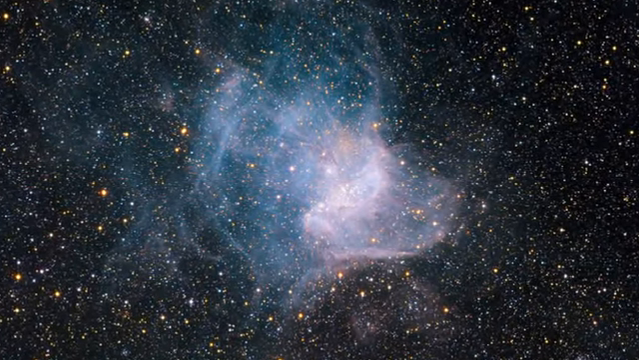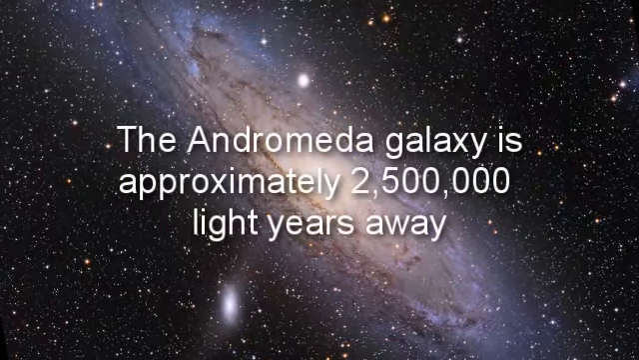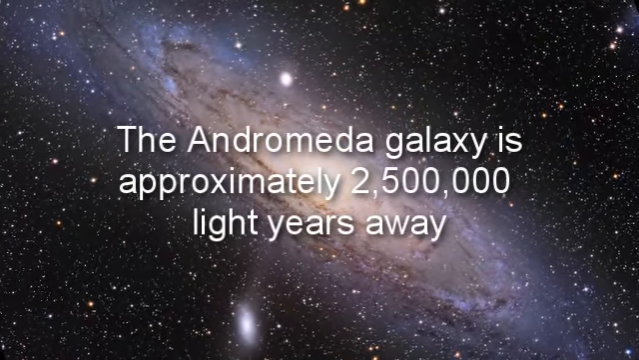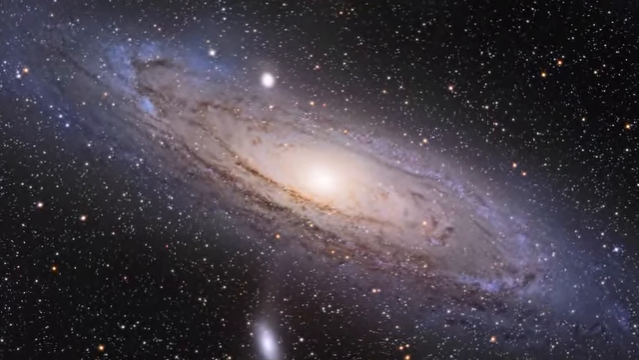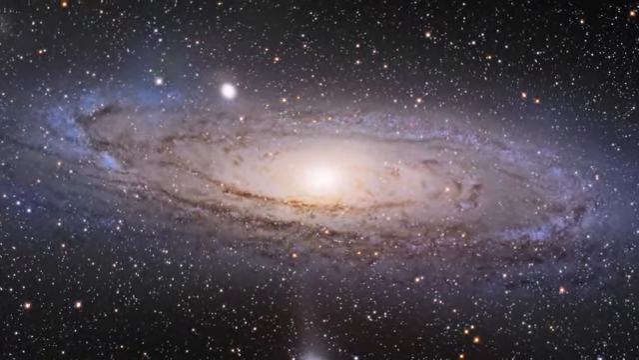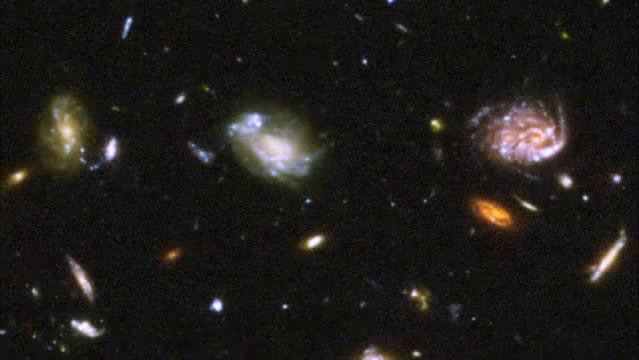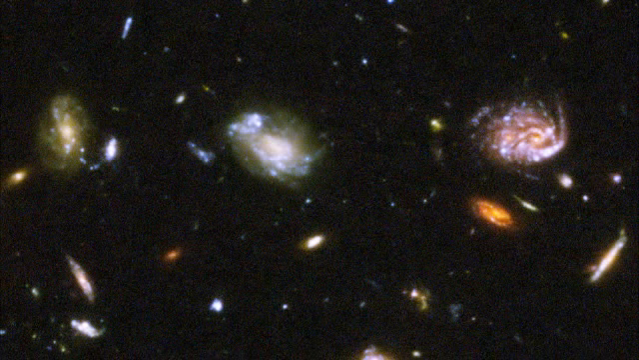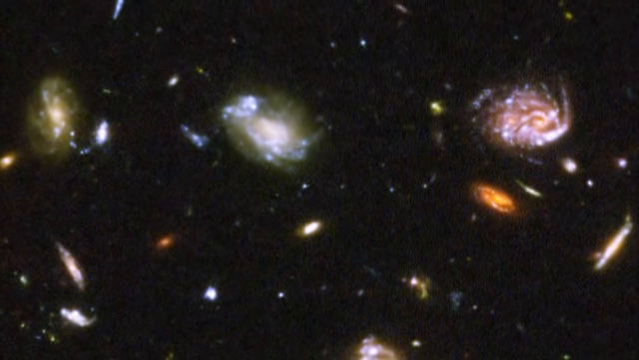The nearest large galaxy, Andromeda, is 2.5 million light years away. The empty space between our own Milky Way galaxy and Andromeda is over 20 galaxy widths. The known universe contains billions of galaxies in all directions.